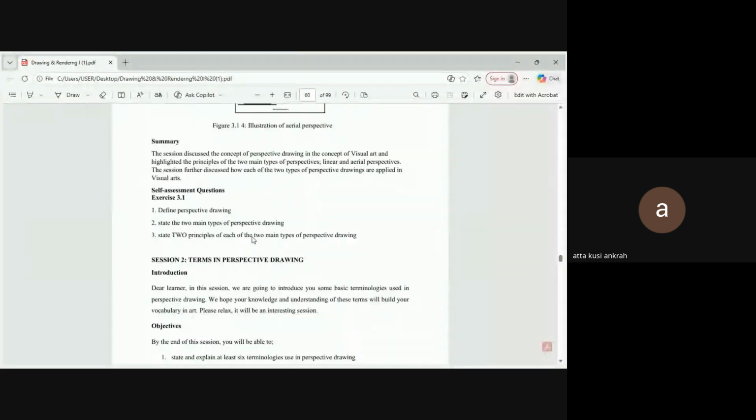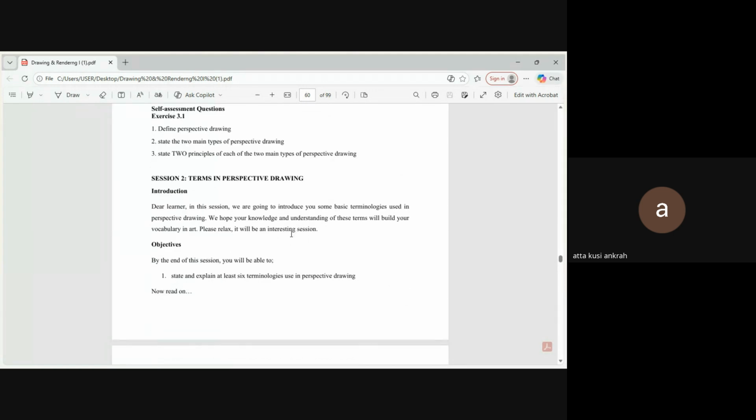Let's zoom into what we are discussing, then we'll come to the summary. The summary of this session is: the session discussed the concept of perspective drawing in visual art and highlighted the principles of two main types of perspective, the linear and aerial. The session further discussed how each of the two types of perspective drawing is applied in visual art, and I think we have dealt with that. This is a self-assessment, so you can decide to assess yourself: define perspective drawing, state the two main types of perspective drawing, and state two principles of each of the two main types. And I think we've studied that.